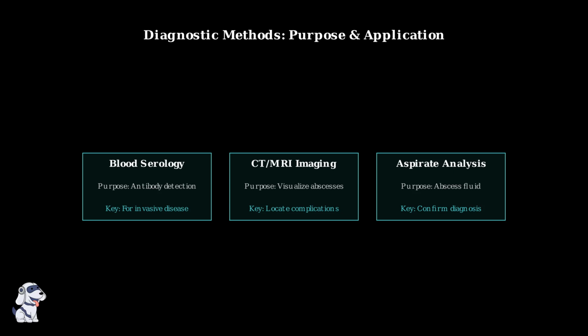The remaining methods are used for different situations. Blood serology detects antibodies and is especially useful for extraintestinal infections. Imaging helps locate abscesses in organs like the liver. Aspirate examination analyzes fluid from these abscesses.